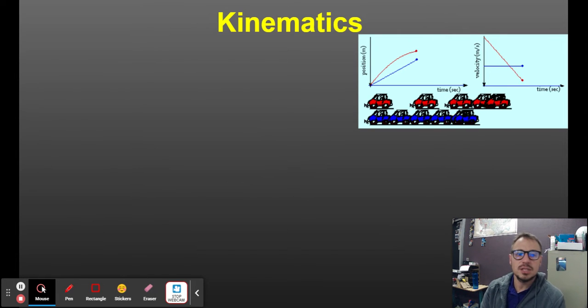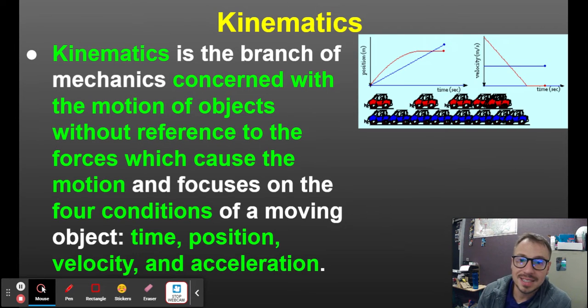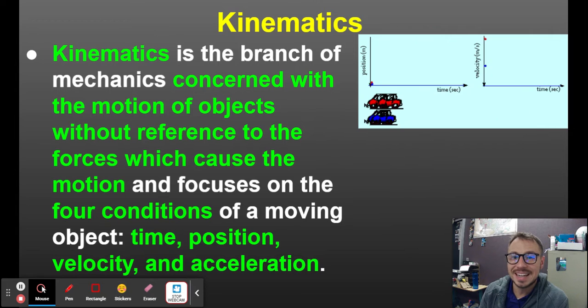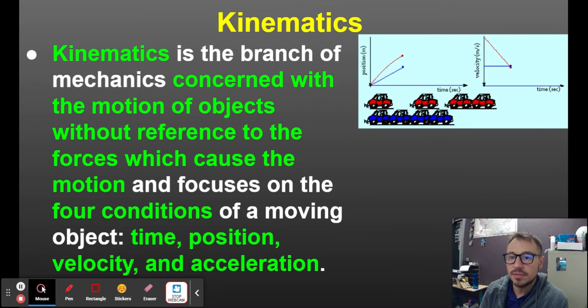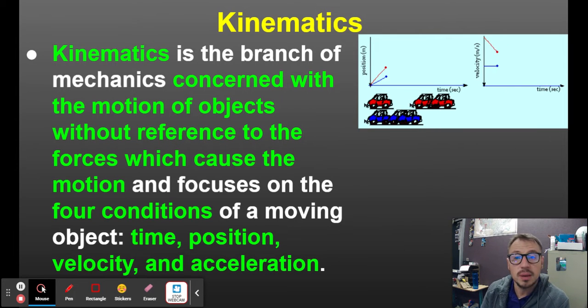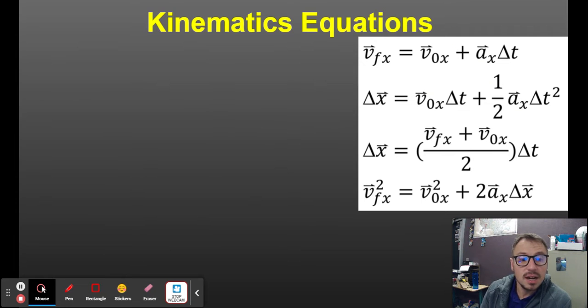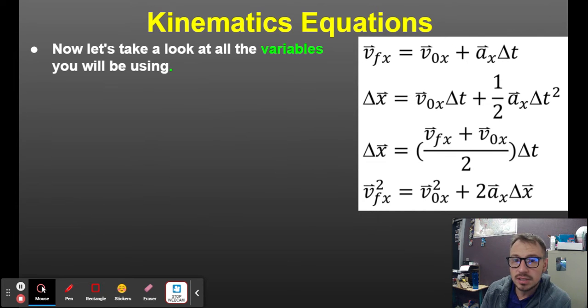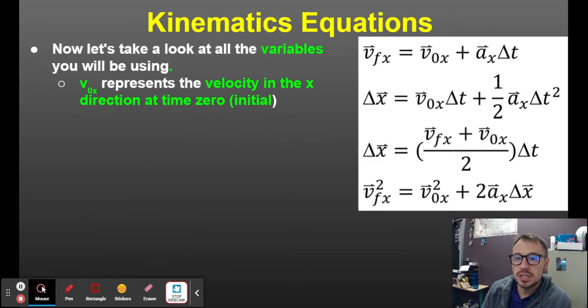That brings us to this branch of physics that we're talking about. It's kinematics, and it's the branch of mechanics concerned with the motion of objects without reference to the forces which cause motion, and focuses on the four conditions of a moving object: time, position, velocity, and acceleration. We've already seen how they interact. Using that interaction and a little bit of calculus, these are the equations that we come up with. They're called the kinematic equations.